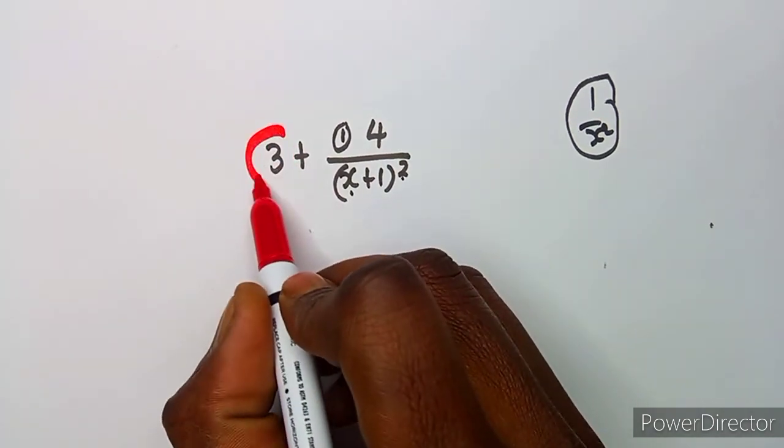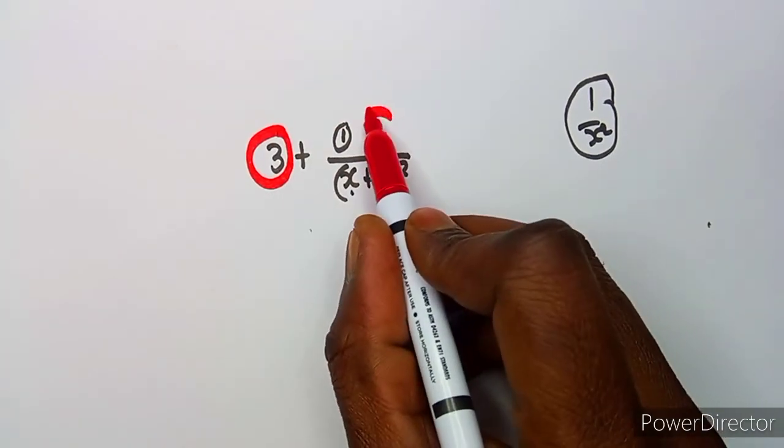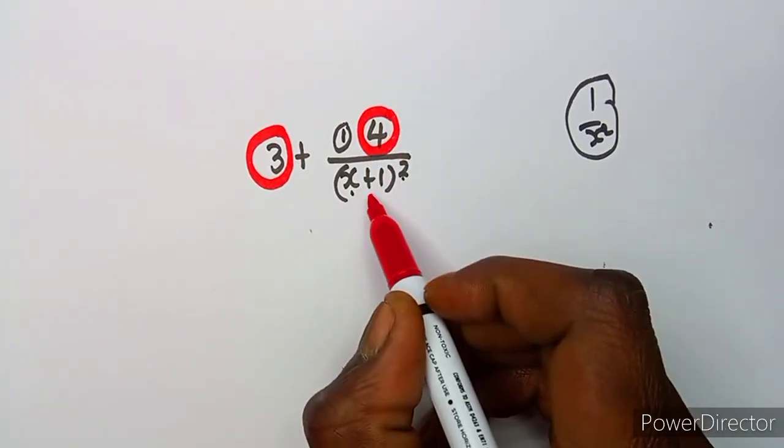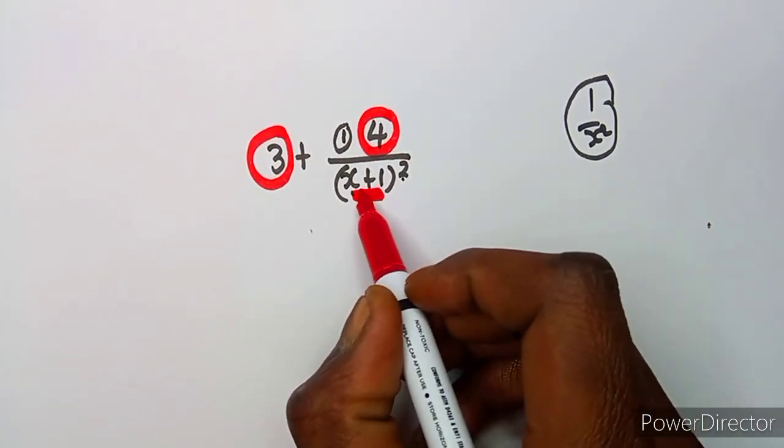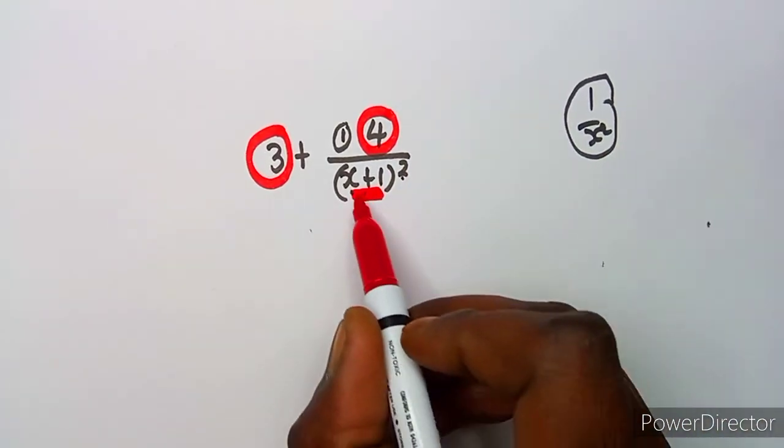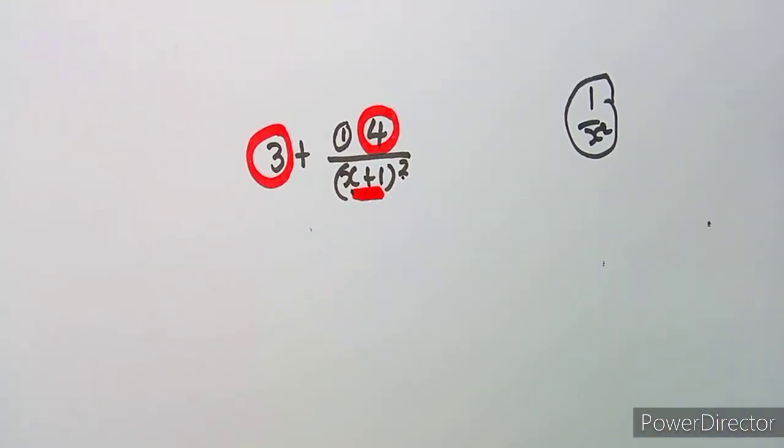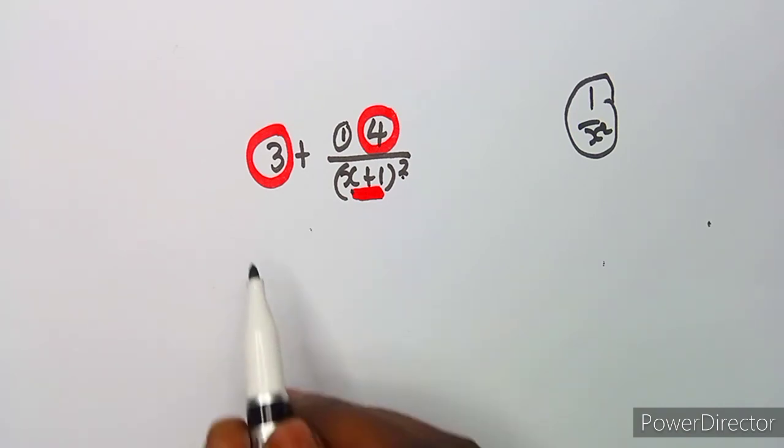There's a transformation here, this 3. There's a transformation here of this 4. There's a transformation inside, because it was just supposed to be x, but now there's x plus 1 there. So what are the transformations? These are the transformations that we have. These 3. So what about this 3?